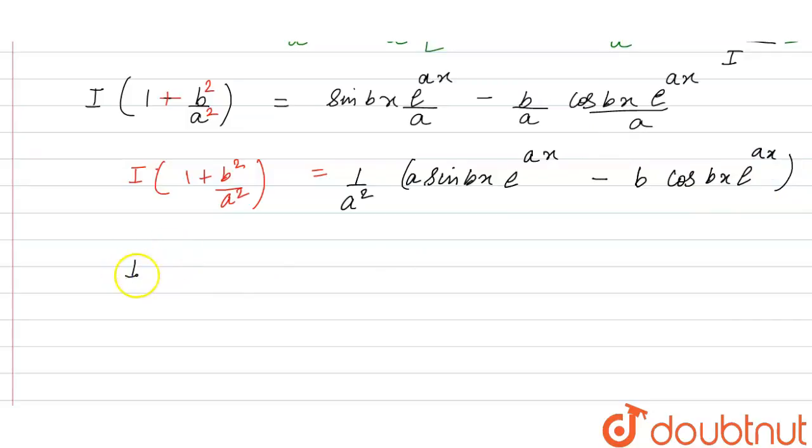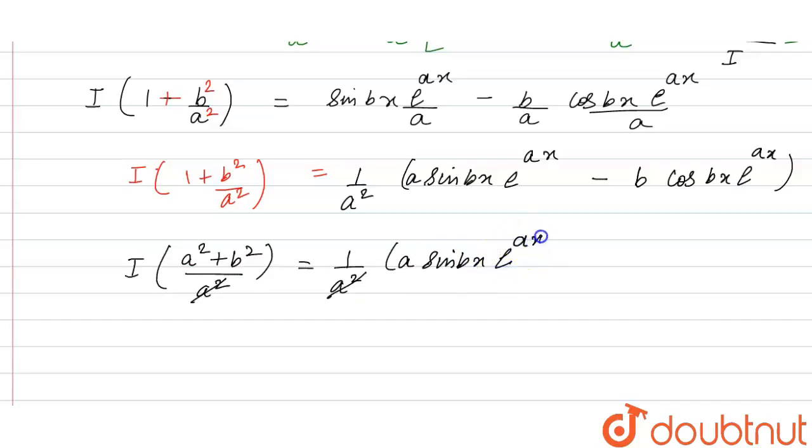So if we see this, we have I into a square plus b square. Here a square in the denominator will be cancelled out with this a square. This a square and this a square cancel out, and we have a sine bx e raised to power ax minus b cos bx e raised to power ax here.